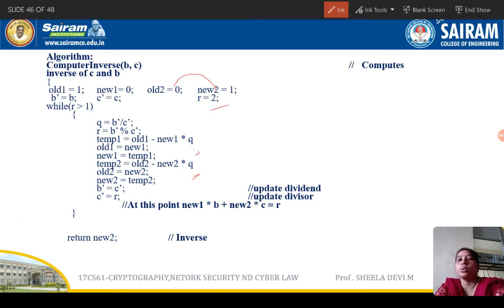Now what will be the old 2? The new 2 value will now become the new 2, and new 2 is equal to the temp value, whichever temp 2 value we have calculated now. Then B dash is equal to C dash, and C dash is equal to R.